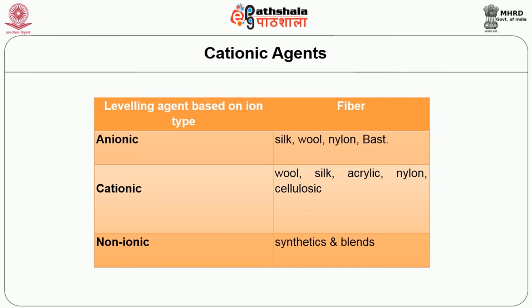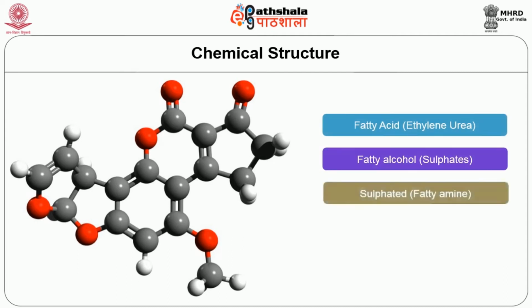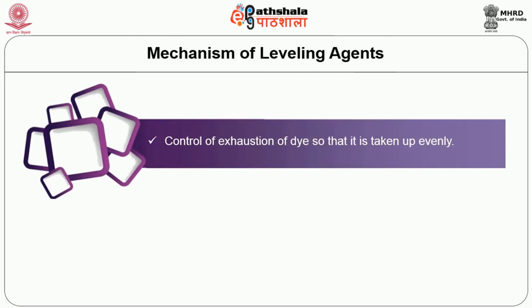Application of leveling agents based on ion type. Anionic leveling agents are used on silk, wool, nylon, and bast fibers. Cationic are used on nylon and cellulosic, and non-ionic are used on synthetic and its blends. According to the chemical structure, the leveling agents are classified as fatty acids, that is ethylene urea, fatty alcohol, sulfated fatty amine, sulfated fatty alcohol ethylene.